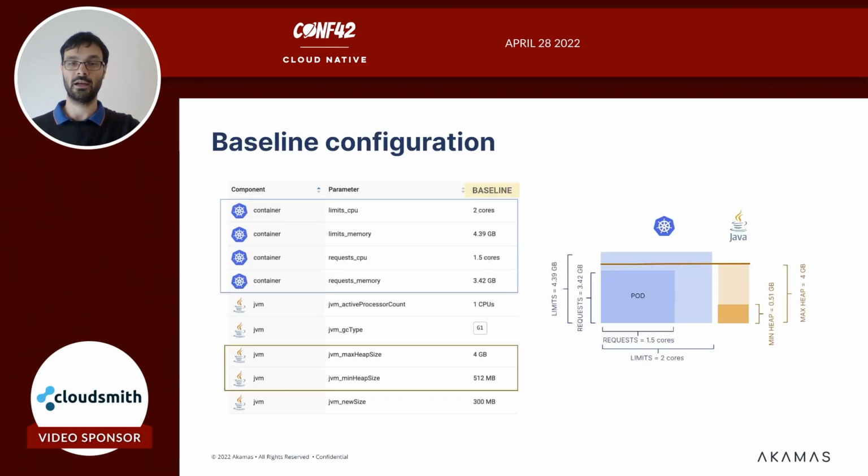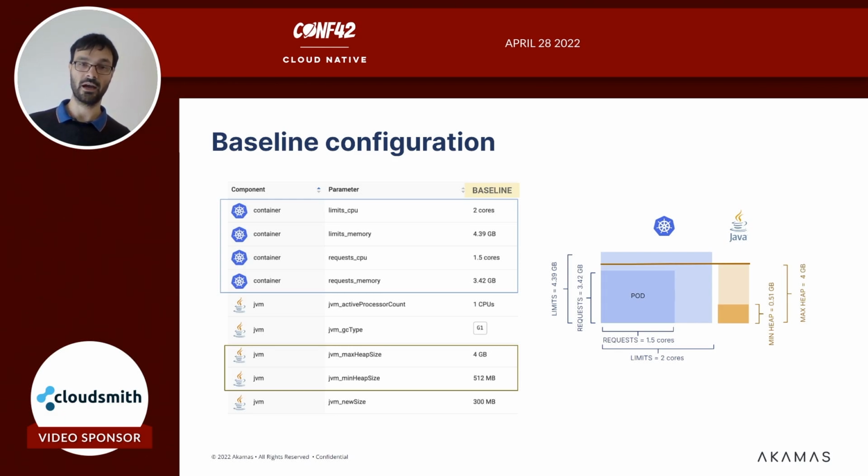Before looking at the results, it's worth commenting on how the application was initially configured by the customer. We call this the baseline configuration. Let's look at the Kubernetes settings first. The container powering the application was configured with resource requests of 1.5 CPUs and 3.42 GB of memory. The team also specified resource limits of 2 CPUs and 4.39 GB of memory.